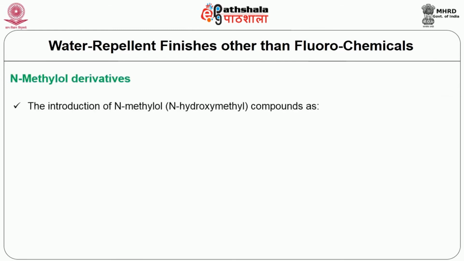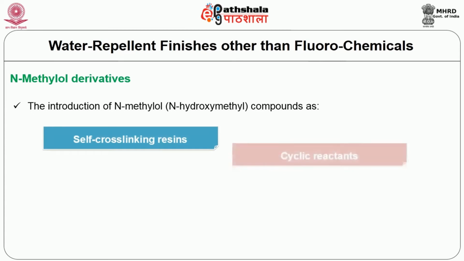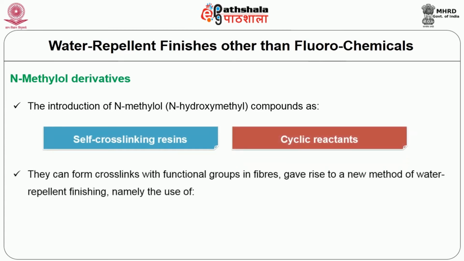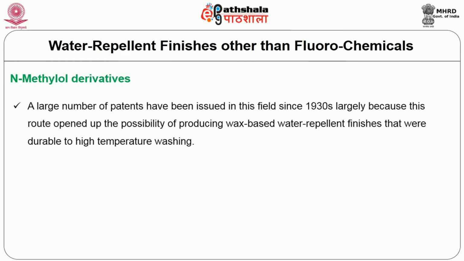The introduction of N-methylol compounds as self-cross-linking resins and of cyclic reactants that can form cross-links with functional groups in fibers gave rise to a new method of water repellent finishing, namely the use of resin wax emulsions or dispersions. A large number of patents have been issued in this field since the 1930s, largely because this route opened up the possibility of producing wax-based water repellent finishes that were durable to high temperature washing.